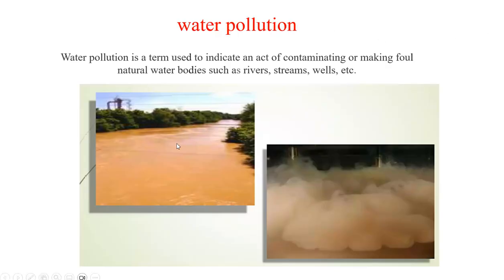Here you can see in the photographs that water has a cloudy appearance. So we have a definition that water pollution is a term used to indicate an act of contaminating or making foul natural water bodies such as rivers, streams, wells, and it may be other sources like canals.